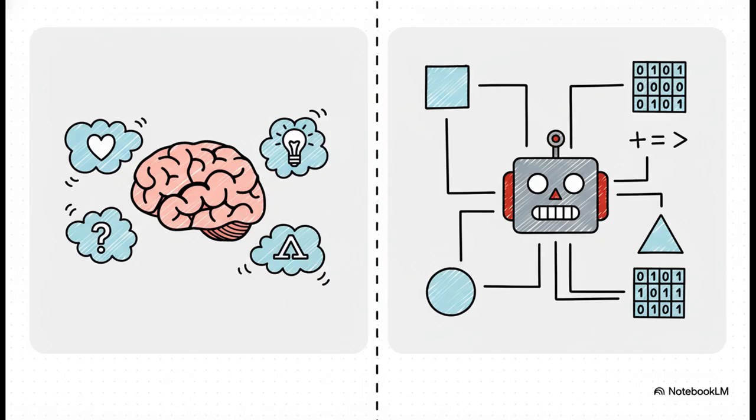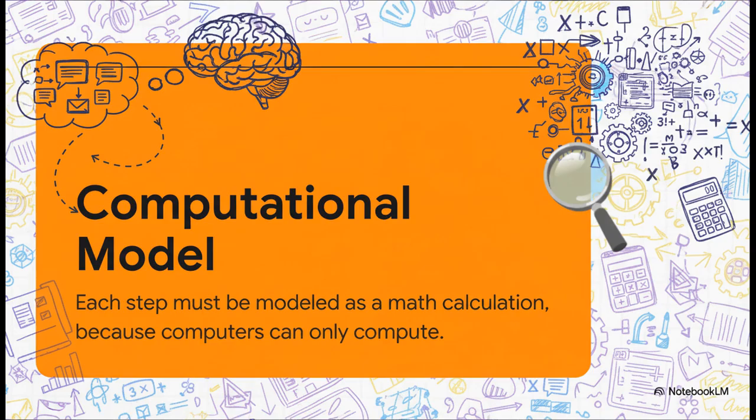That's it. It doesn't understand sadness or sarcasm. It only understands math. So, if you want a computer to do anything at all, you have to build what's called a computational model. What does that mean? It means every single step has to be translated into a mathematical calculation. Every single step. Why? Well, because that's all computers can do. They compute. Math is the only language they speak.